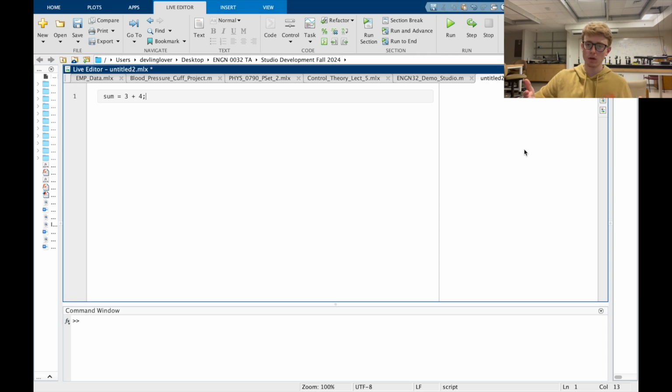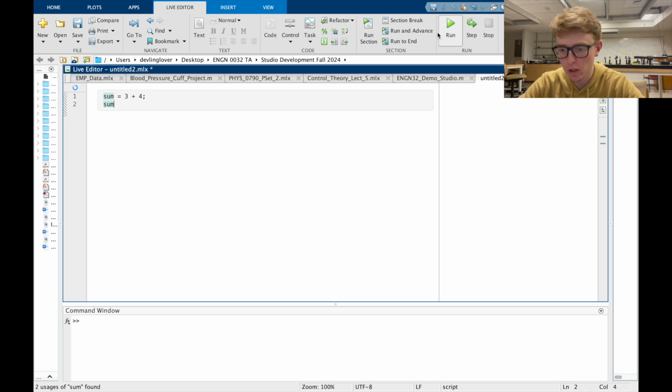Okay, so now if I put a semicolon here and I hit run, now I don't see anything. What a semicolon does in MATLAB is it suppresses the output. So that's a really important thing to keep in mind. But if I write sum now, below this, we can see that it's going to store the value 7 in sum. So whenever I write sum, it's equal to 7, okay?